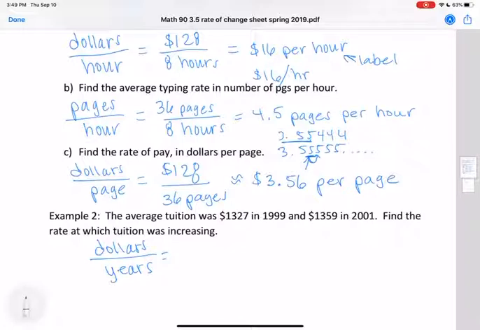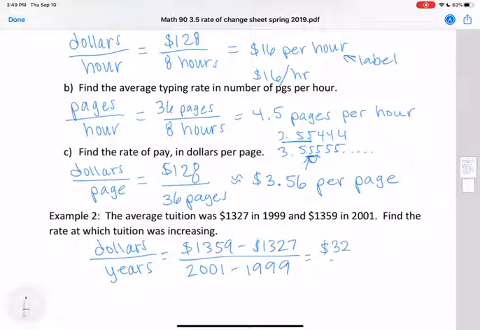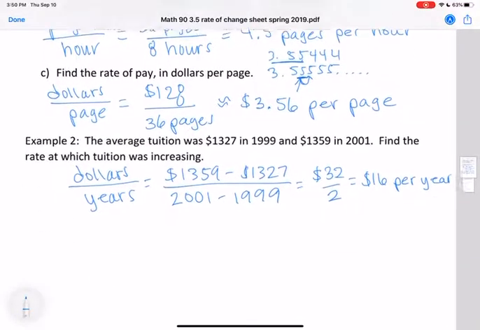And you don't have to write this part. I'm just going to show all my work. 1359 minus 1327 over, it was in 2 years, so you can just write down 2 if you want, or if you want to see all the work, 2001 minus 1999. So it would be $32 in 2 years, which if you divide that, 32 divided by 2, you get $16 per year. All right. Perfect. Looks good.